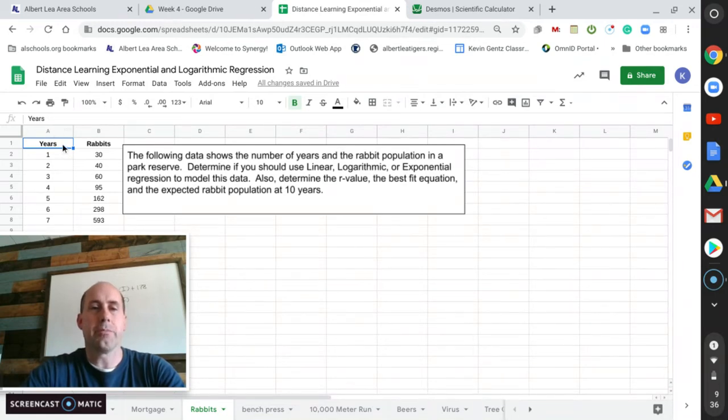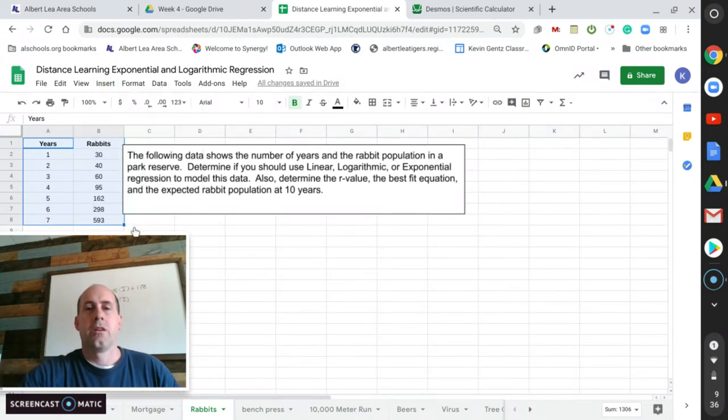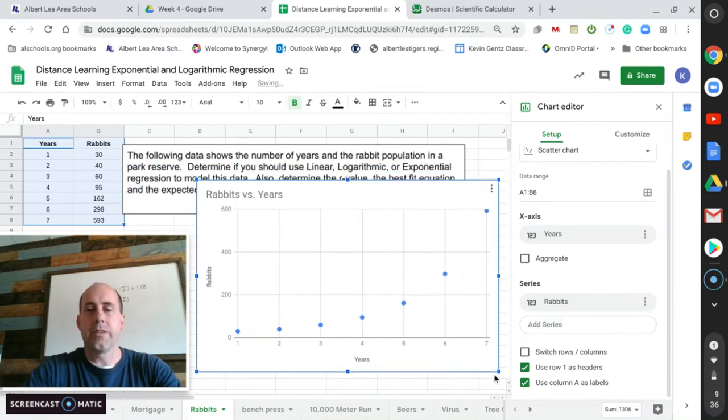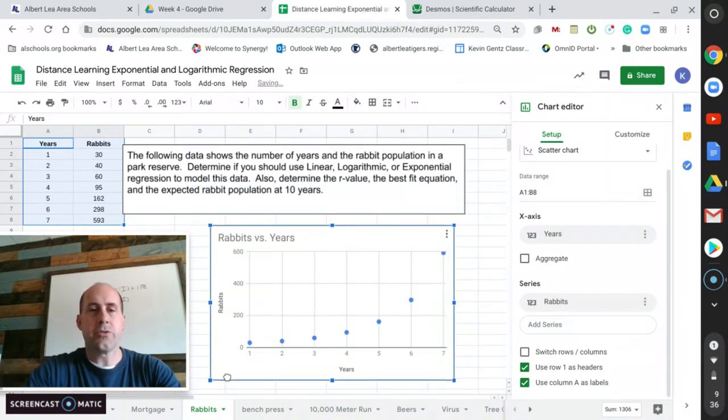So is there a relationship? Well, it looks like as the number of years increase, the number of rabbits increase. And in fact, it looks like they're increasing a little bit more dramatically. If we insert a chart here, you can see that we get this type of shape. And if you get that kind of curve, this might look familiar, especially at this time when we're dealing with COVID-19, this is kind of how things in nature sometimes grow.